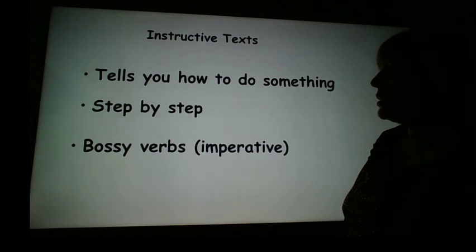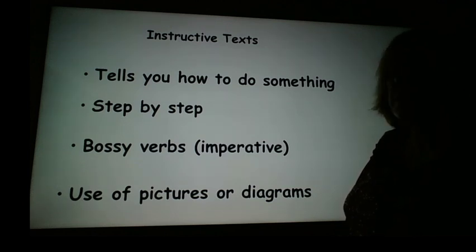So we start our instructions off with what some of your children will learn as bossy verbs, but our adult word is imperative verbs. These are commands that start off telling you what to do. And sometimes we use pictures or diagrams to help.